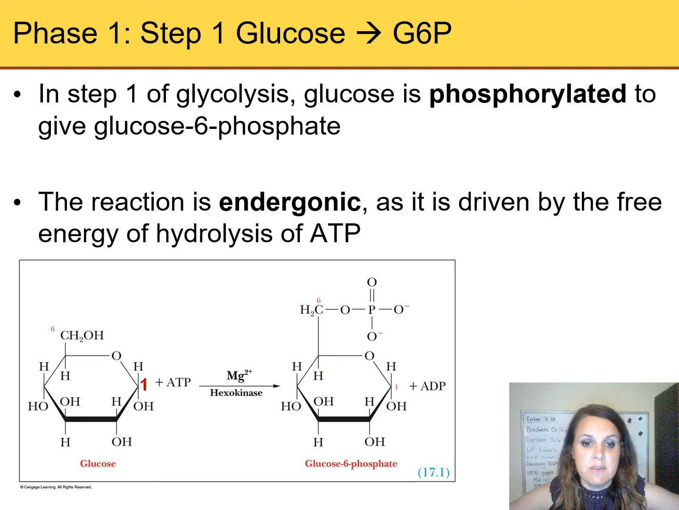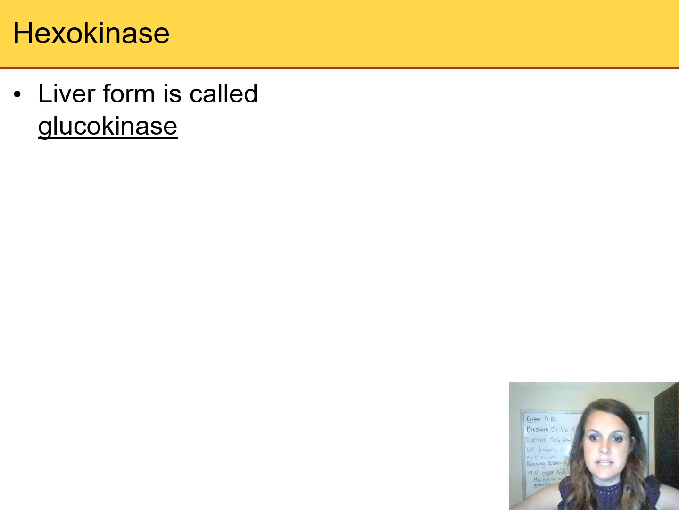I want you to see here that I've numbered the carbons for you. So that's the number 1 carbon on glucose and glucose 6-phosphate, and the number 6 carbon on each. So this is why we call it glucose 6-phosphate, because it's still a glucose molecule with a phosphate group added to the number 6 position. The enzyme that catalyzes this reaction is a hexokinase. So a hexokinase, from the name, you can tell that first, it adds a phosphate group. That's what a kinase enzyme does. And second, it works with any hexose. So it doesn't have to just be glucose. It's any 6-carbon sugar molecule.